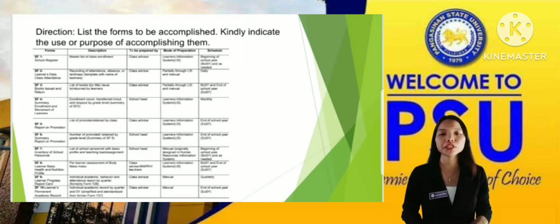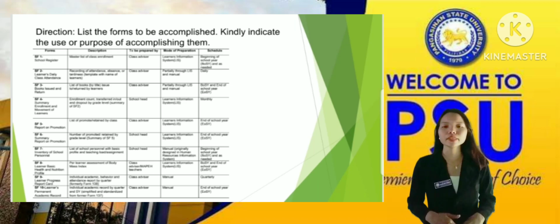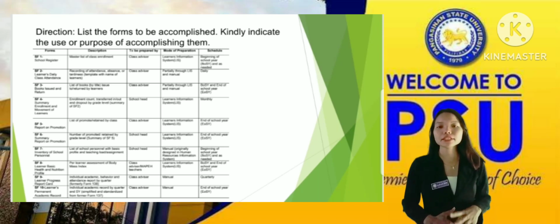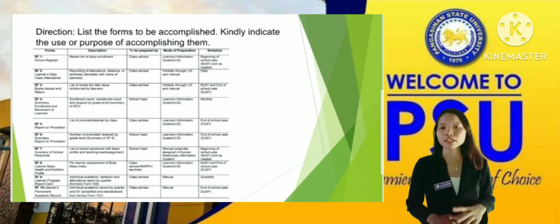FS1 form, school register. Description: master list of class enrollment, to be prepared by class advisor. Mode of preparation: Learner Information System, LIS. Schedule: beginning of the school year, BOSY, and as needed. FS2 form, learners' daily class attendance. Description: recording of the attendance, absences or tardiness, template with the names of learners, to be prepared by class advisor. Mode of preparation: partially through LIS and manual. Schedule: daily.